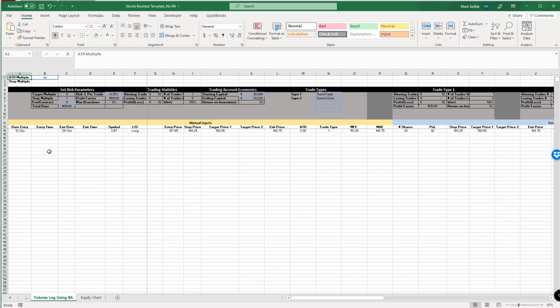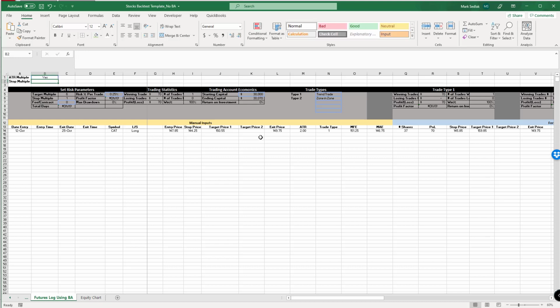Okay. Now, the next thing that we need to cover is the different types of multiples that we can trade. I have 2 different ways that we can trade inside of this spreadsheet. One is using an ATR multiple. So if you choose to use ATR for your trading, we're just going to come in here and type in yes.